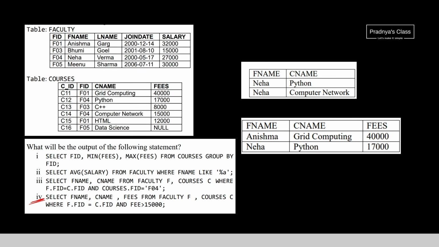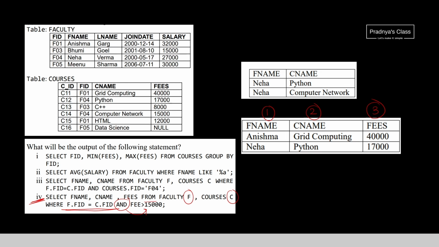Select F name, C name and fees. There are three columns which we are going to display. Okay, let's move ahead to the next part. From faculty F and courses C. Here also we are considering both the tables. Means first we will join it and then we will see the criteria. So here is the statement to join. And the criteria we are mentioning with the AND operator. Fees should be greater than 15,000.